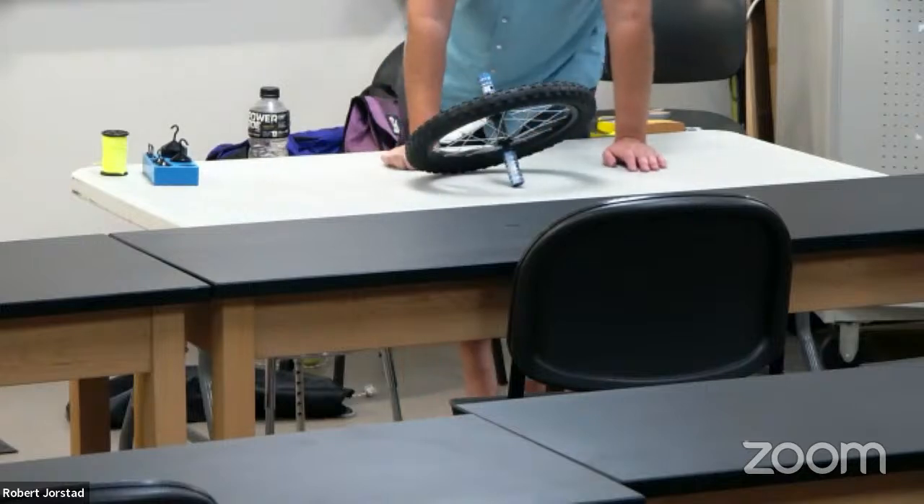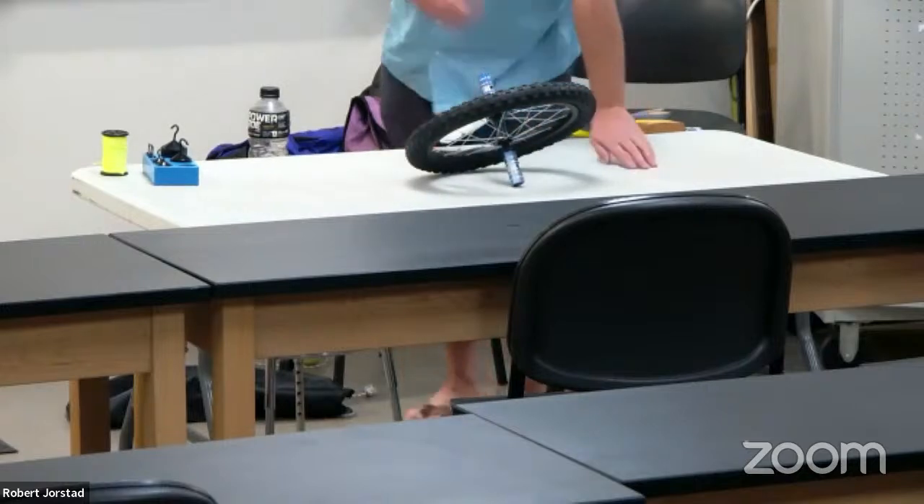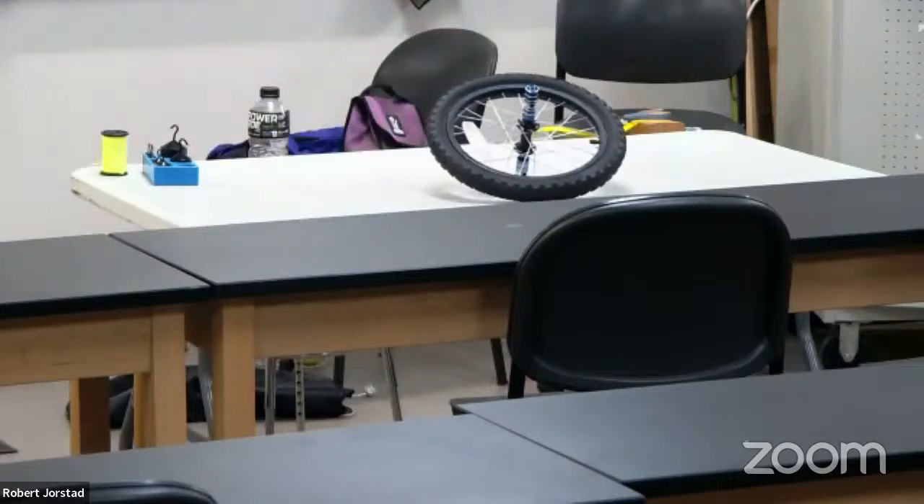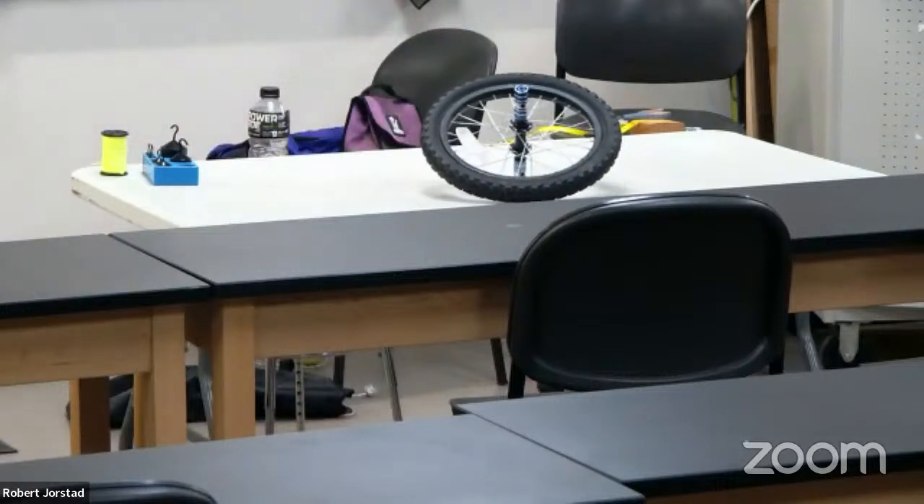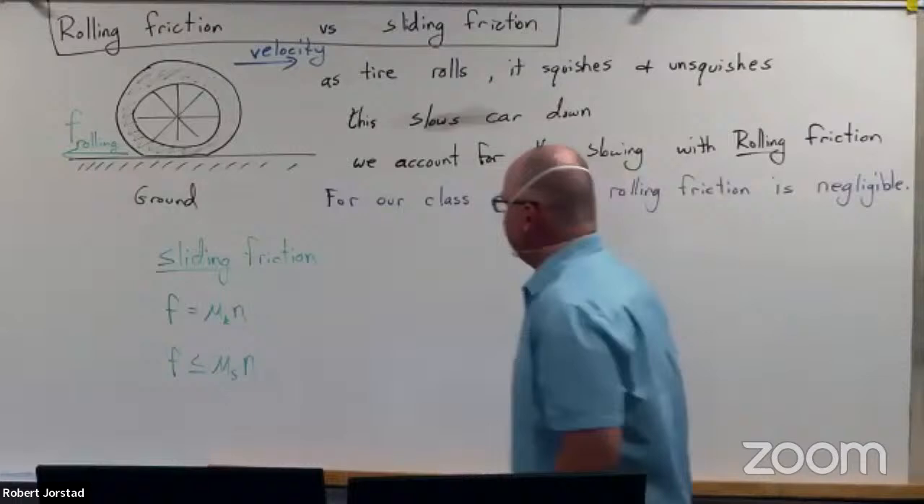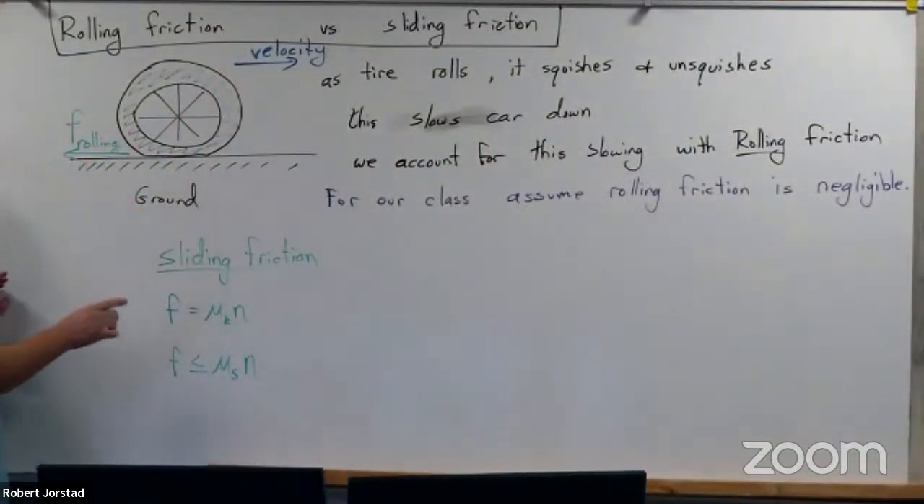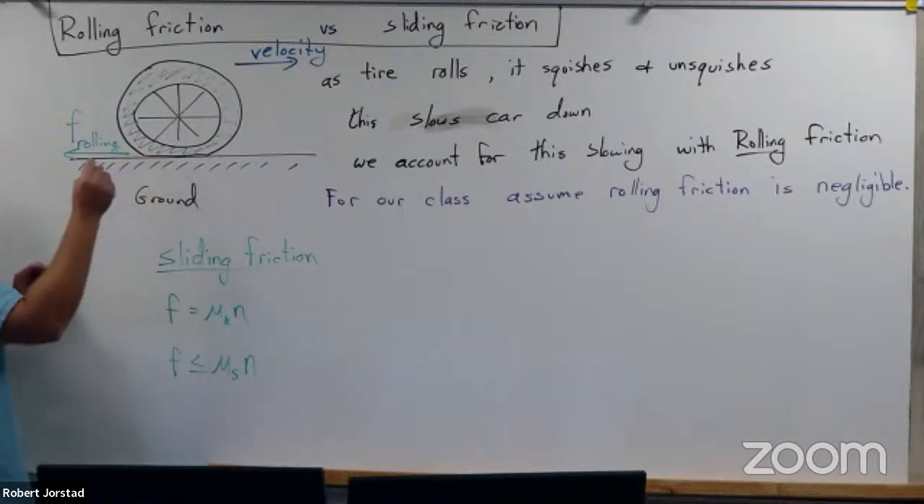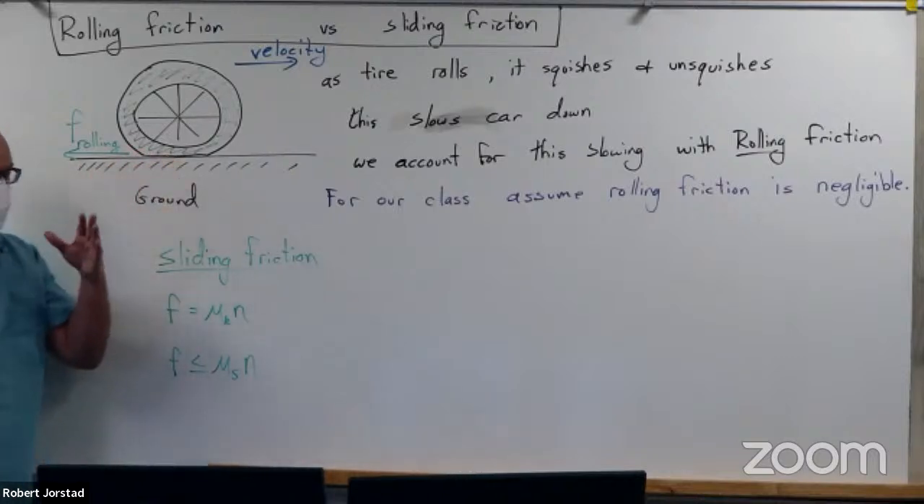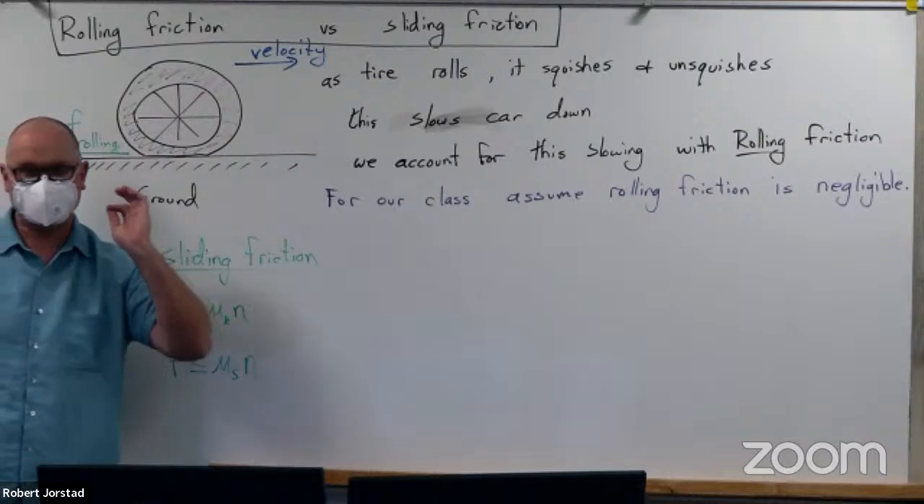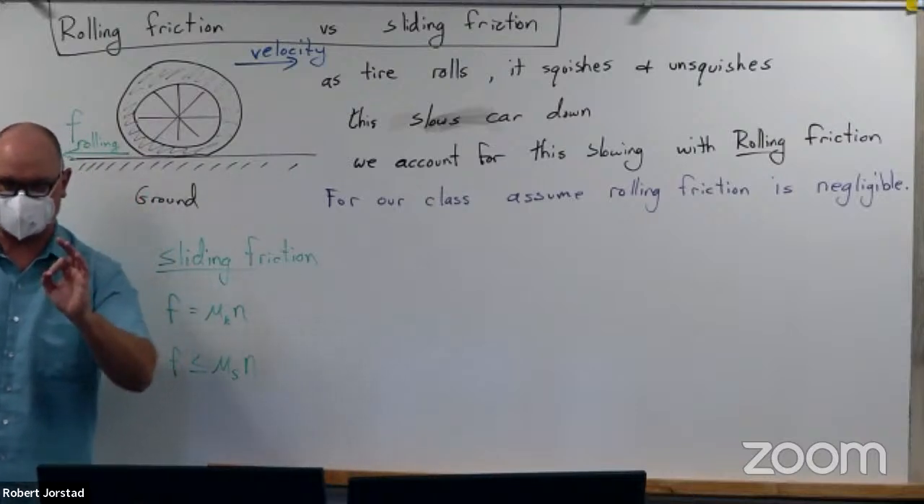So here's the deal. When we're talking about these car problems, let's go back to the board. There's rolling friction opposite the motion that we will ignore, but sliding friction, which could be happening this way or that way, perpendicular to the velocity, is important to discuss. Is that cool?